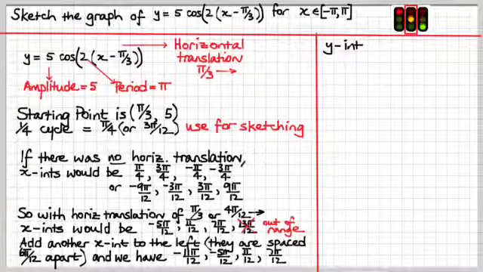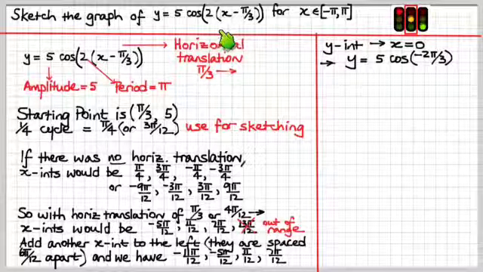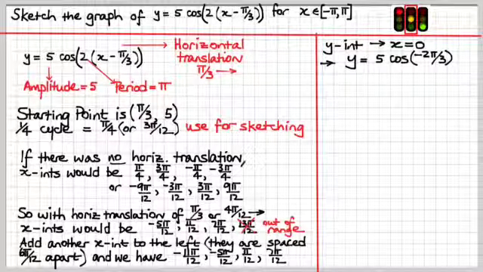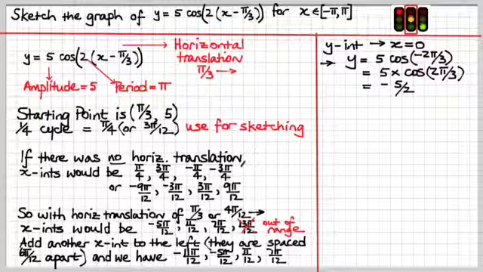Y-intercept now, and then we've got to do endpoints as well. So y-intercept is when x is 0, so let's work that out. Therefore, when x is 0, going back up here, we've got y is 5 cos of minus 2 pi on 3. That would be the same as 5 times cos of 2 pi on 3, and cos of 2 pi on 3 would be the same as negative cos of pi on 3, which I think is going to be negative a half. Yes, very good.